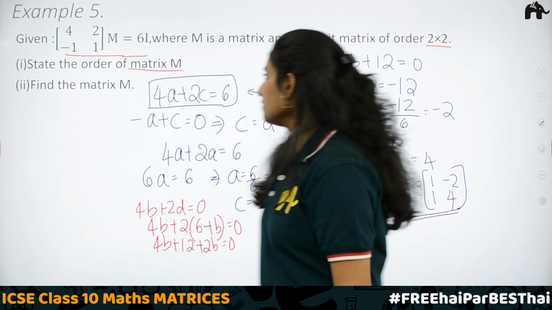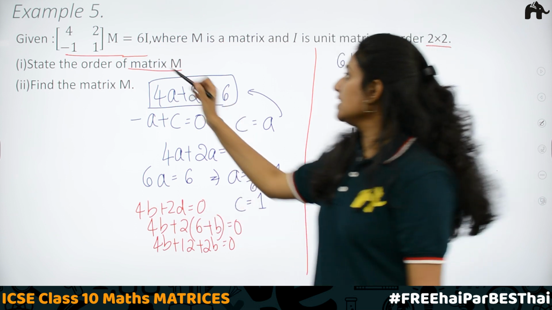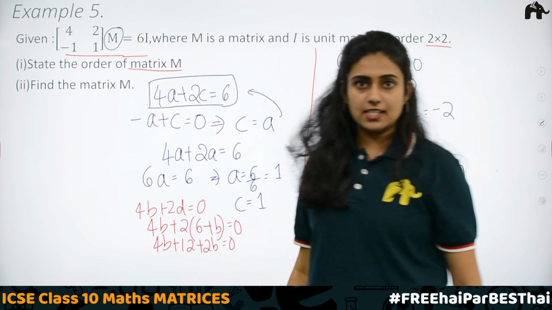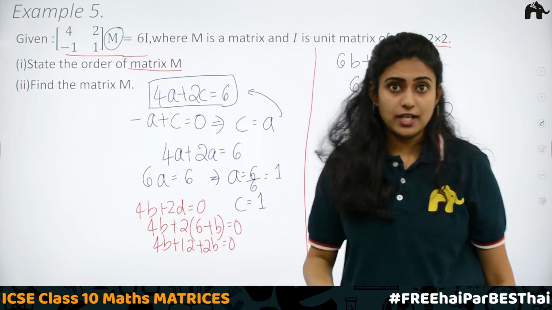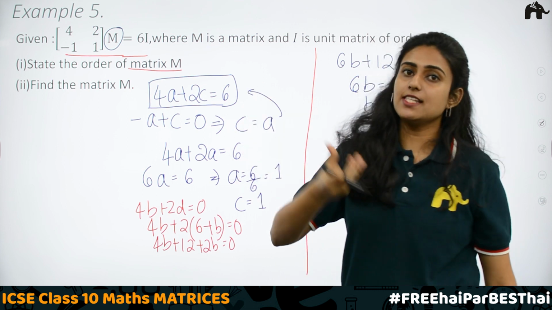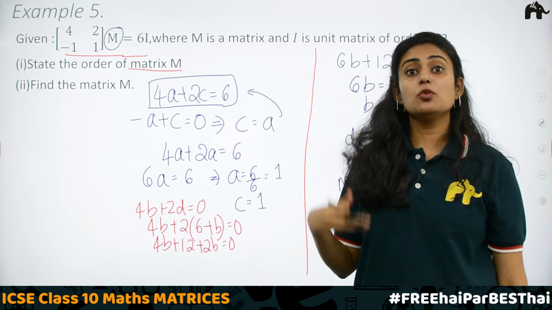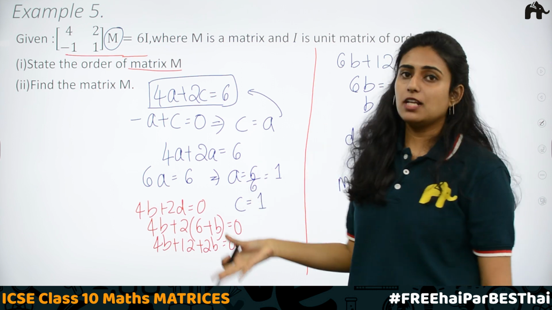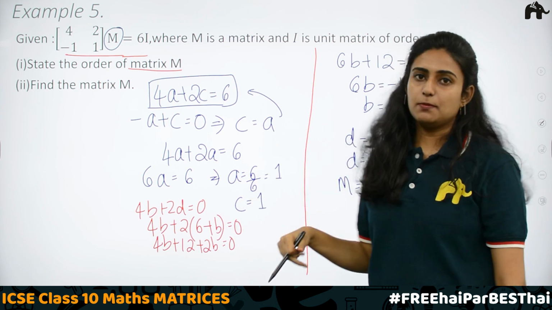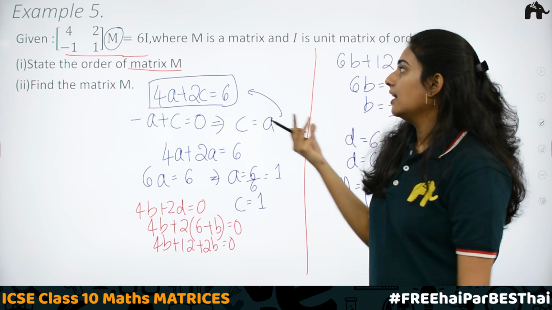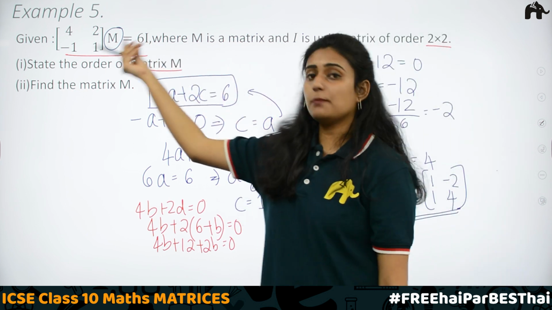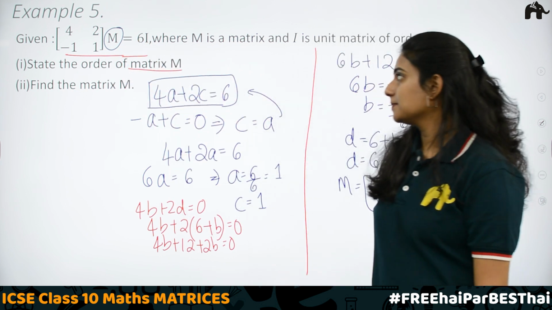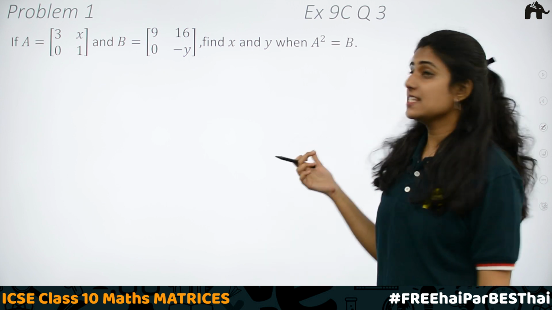Clear? So if you have to find a matrix, and you know it is a 2 by 2 matrix, we have to take the elements as A, B, C, D. If it is a 2 by 1 matrix, we can take A, B. Depending on the number of elements, we can add variables and find their values to get matrix M. Okay? Let us solve problems from exercise 9C.